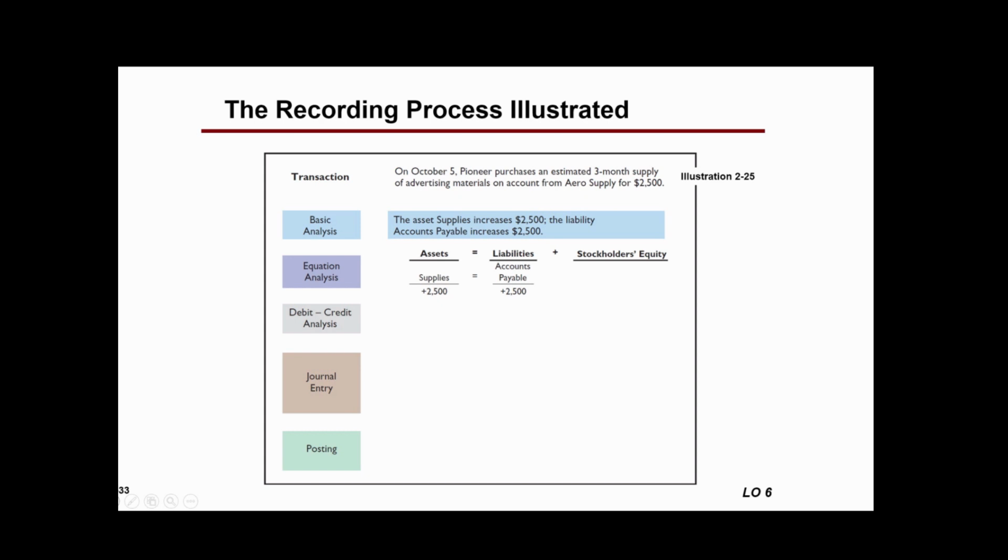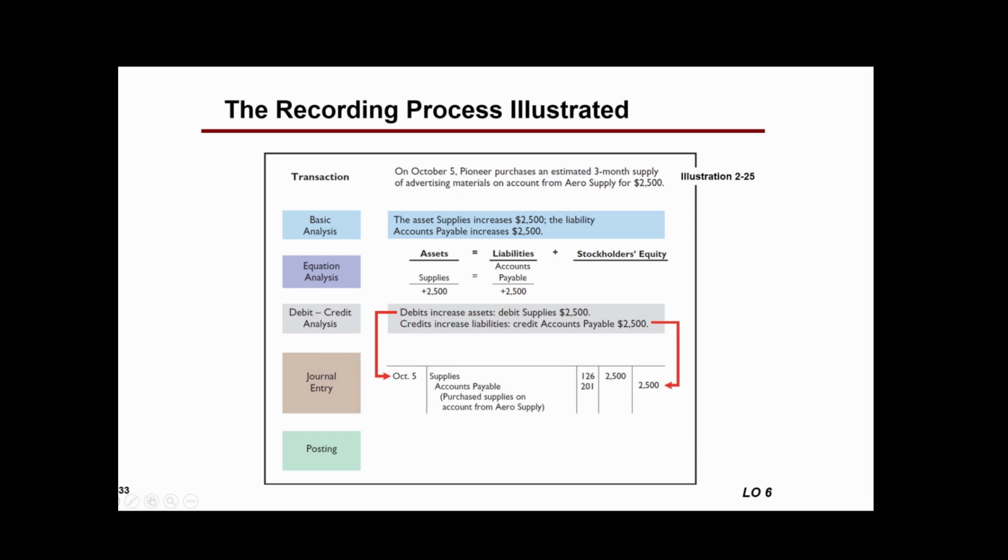Once again, we have the two sides of the equation. The change to the two sides of the equation is the same, which means the total for each side of the equation is correct. Now, debit and credit analysis. The asset supplies increase. So what do we do? We debit supplies, we credit accounts payable. The liability, when it increases, we credit that liability. Once again, as you can see, we always have debit equal to credit for every transaction. Okay? And then we post it to each account.